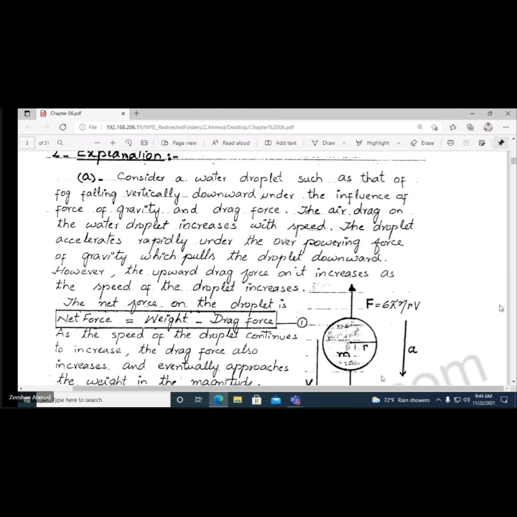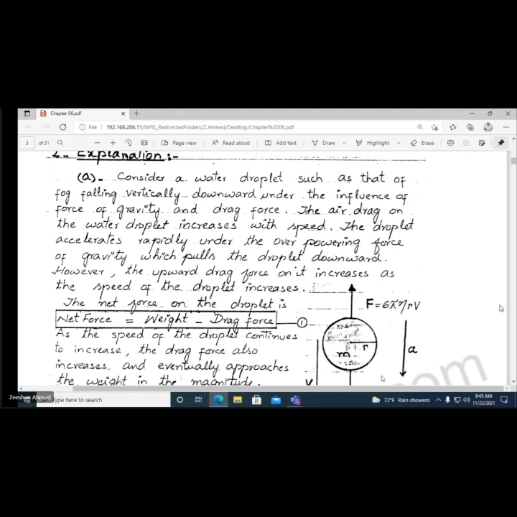Where 6 pi is constant, eta is the coefficient of viscosity, r is the radius of the object, v is the speed. So, if you look at all these factors, drag force is directly proportional to speed. If the speed of the body is increasing, it means drag force will increase. Clear? And vice versa. So, that is why the drag force acting on the droplet increases with the speed.